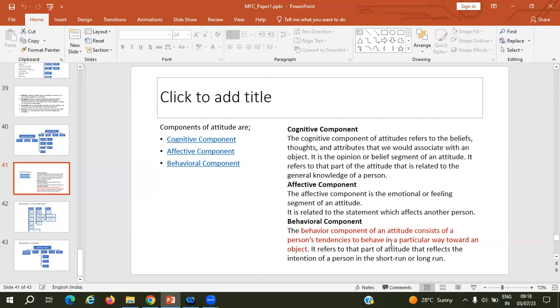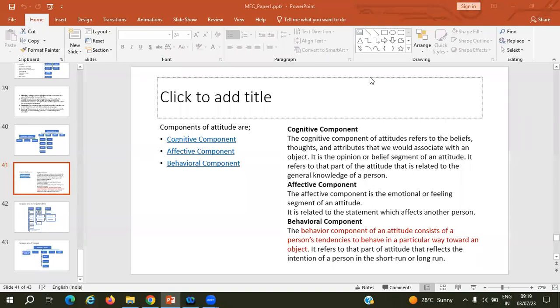Behavioral component, I was telling, whatever you are behaving or acting. The behavior component of an attitude consists of a person's tendency to behave in a particular way towards an object. Suppose you are behaving, I was giving one example, what you are behaving based on your thinking, your thoughts.